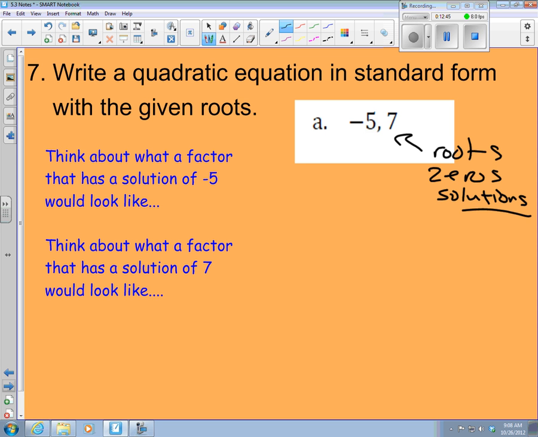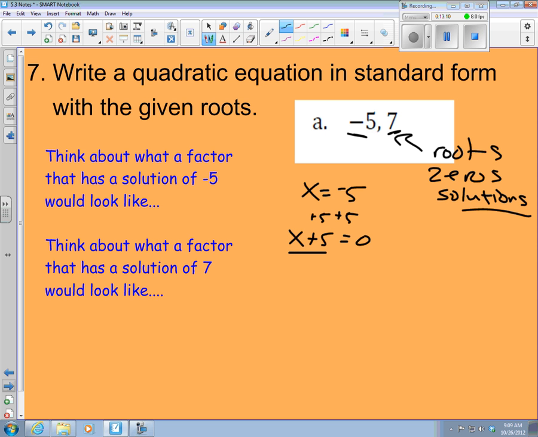Think about what the factor has to do with the solution. If I have a solution of negative 5, that means x equals negative 5. What would the factor be that it came from? Well, the factor is equal to 0 because when we're using ZPP, we're setting our factors equal to 0. So do the opposite. Add 5 to both sides, and I get x plus 5 equals 0. There's basically one of your factors.